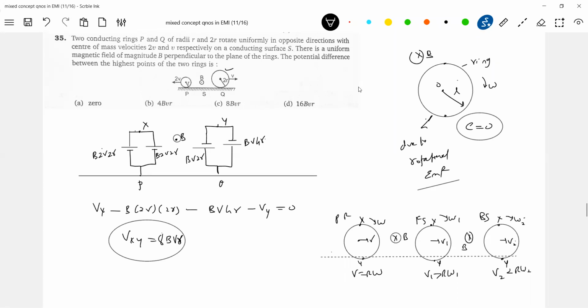What about VXY in all the cases? Ring 1, ring 2, ring 3. Anybody? VXY in all the cases. Will it be same or different? Due to rotational motion, no EMF induced, no. So therefore, E1, E3 should be equal to... velocities are different.